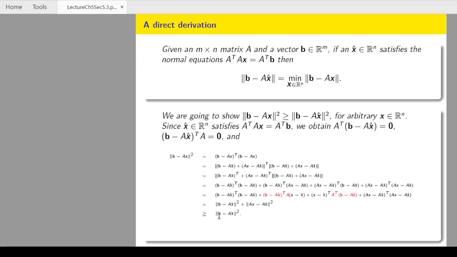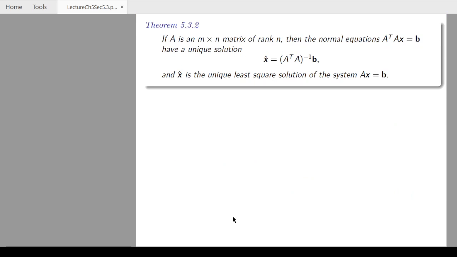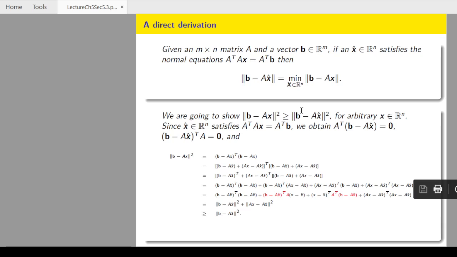So in this way, we got that the square of the distance between b and Ax is greater than or equal to the square of the distance between b and A x hat. And in this way, we got a direct derivation for the least square problem.